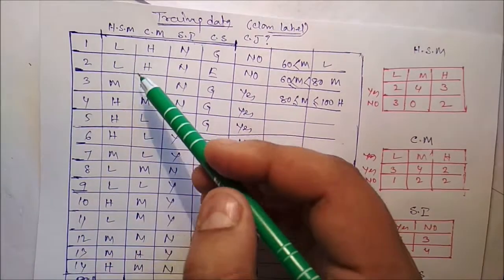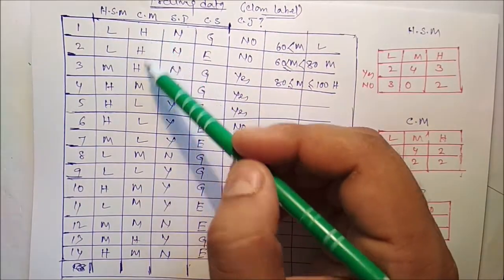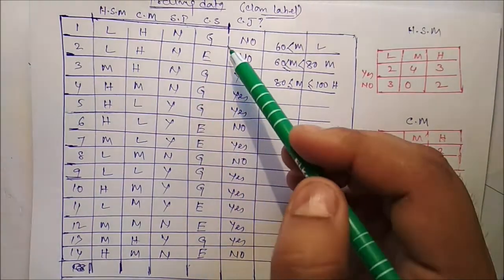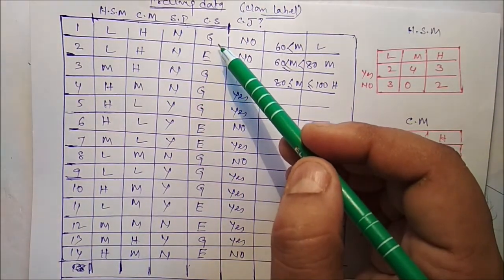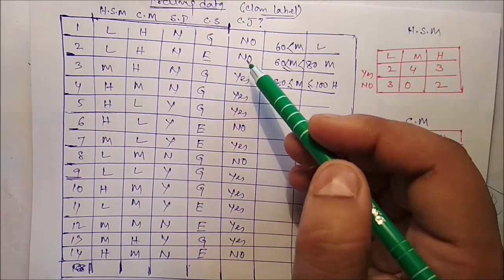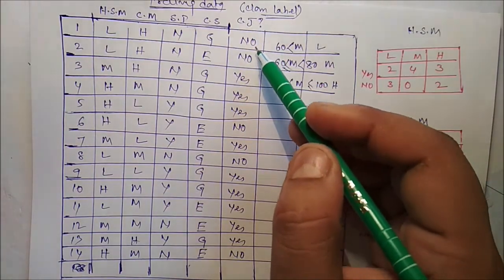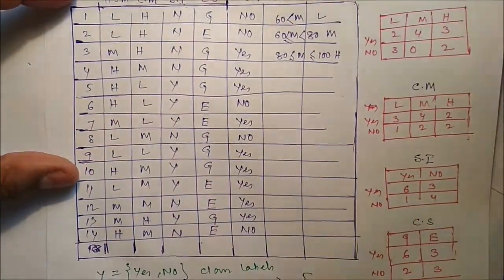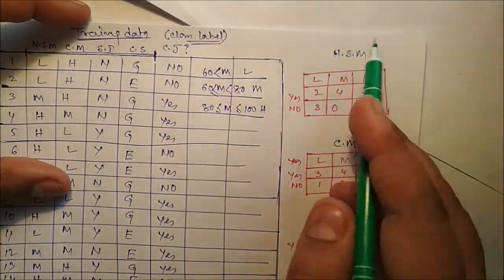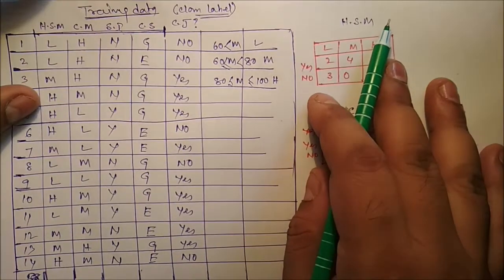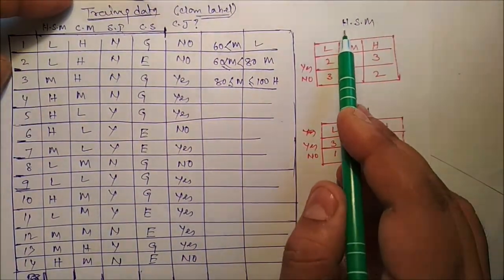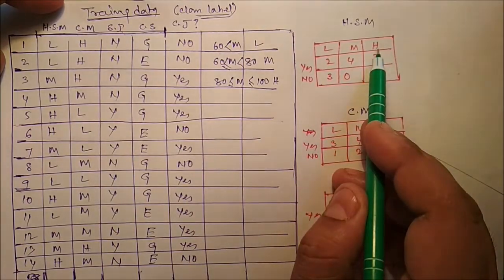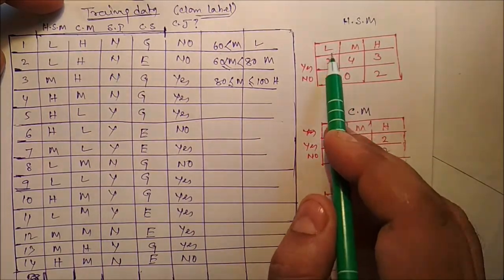High school marks: low, medium, high. College marks: low, medium, high. Sports interested: N for no, Y for yes. Communication skill: G for good, and E for excellent. And campus job: no and yes. So this is our historical data, and from that data we summarize all the attributes. For high school marks, three types of values are there.